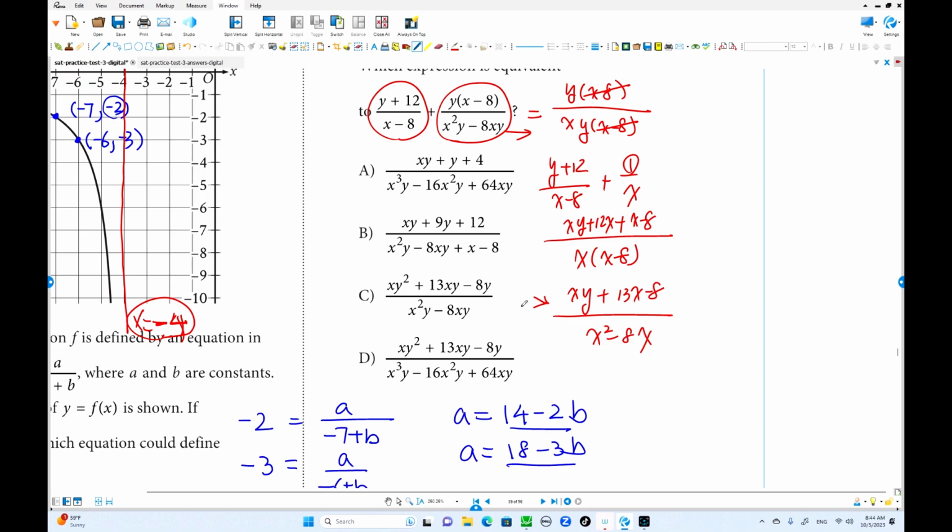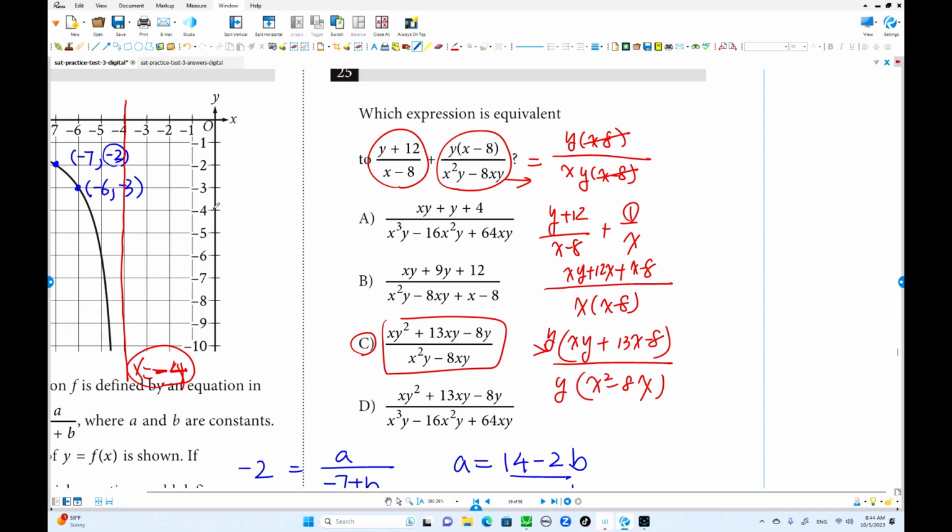So where is the equivalent over here? Can you find something over here? Okay, option C, multiply by x over here, right? Times y, and times y. So x squared times y minus 8 times xy, numerator xy squared plus 13xy minus 8y. That is true, okay? That's the answer. Or maybe before you cancel out, we don't have x squared minus 8 over here, right?